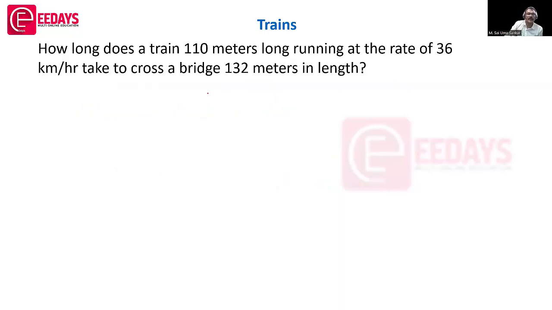Next question. How long does a train 110 meters long running at the rate of 36 kilometers per hour take to cross a bridge 132 meters in length?